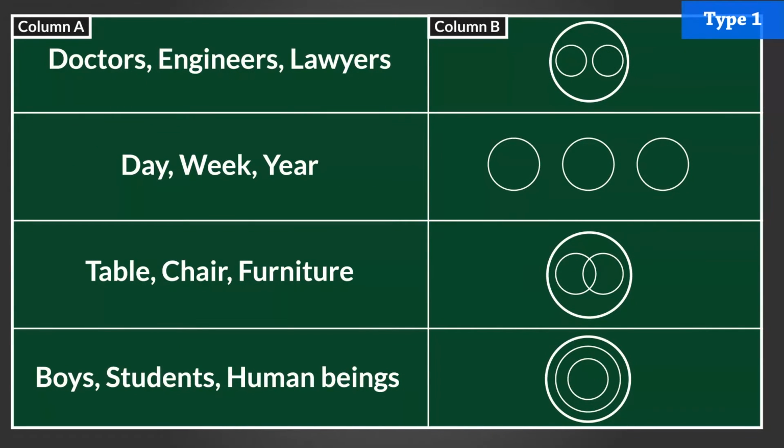Now let's start with type 1 questions. On screen you can see two columns, column A and column B. Column A consists of some words and column B consists of some diagrams. You have to match the right set of words with the right diagram. So let's start with the first one. Doctors, engineers and lawyers. Which diagram would represent them? See, doctors, engineers and lawyers, all three are different professions. They do not have anything common between them. So obviously, these will be represented by this diagram.